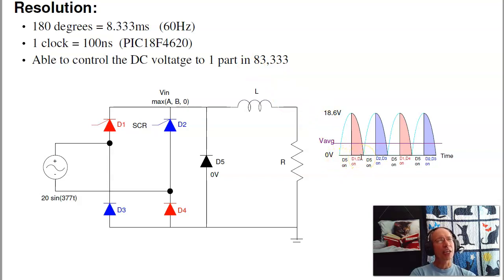So with the processor, I can change the firing angle to a resolution of 1 part in 83,000. I can very accurately control the firing angle. I can very accurately control the DC voltage. So SCRs are actually very useful in controlling voltage. And it doesn't just work at 20 volts, it'll work at 120 volts AC as well.